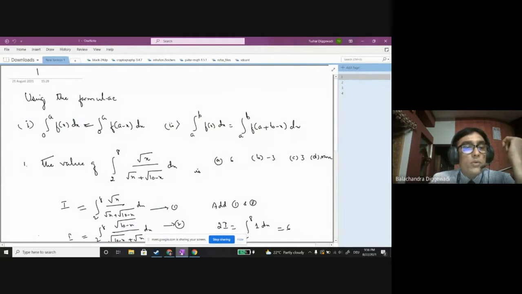So two formulas. One is integral 0 to a of f(x) dx, and the second one is a to b of f(x) dx. Both are familiar to you. Whenever examples like this are given, the limits of integration may be 0 to pi by 2, 2 to 8, or 2 to 6. But one condition: out of the two terms in the numerator, the same term should be in the denominator. And the second term is upper limit plus lower limit minus the variable.